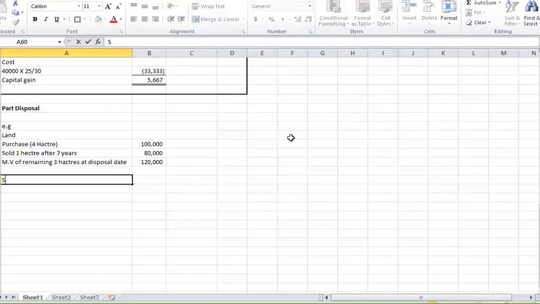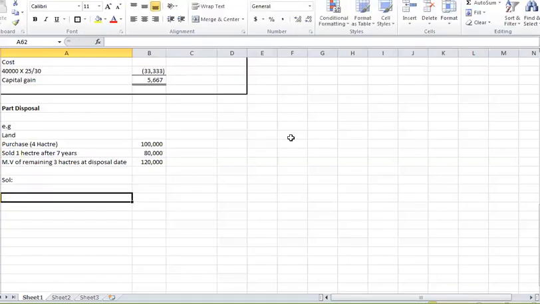So let's solve this example. This is called part disposal. Part disposal means we are not going to sell 100% of the asset. We are going to sell only a portion of the asset. So if we consider the disposal proceeds, we have sold 1 hectare for 80,000.